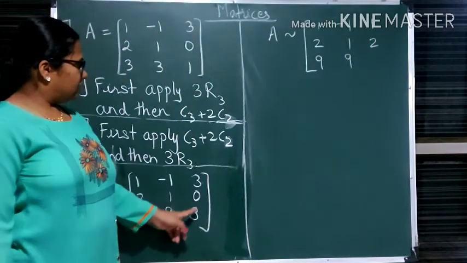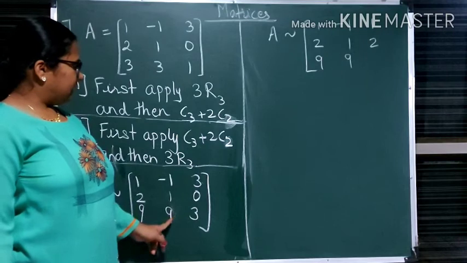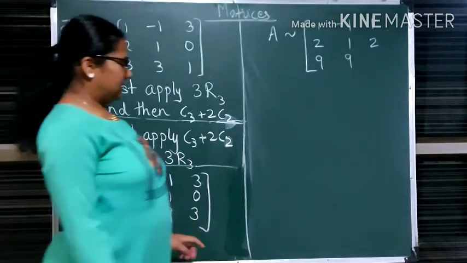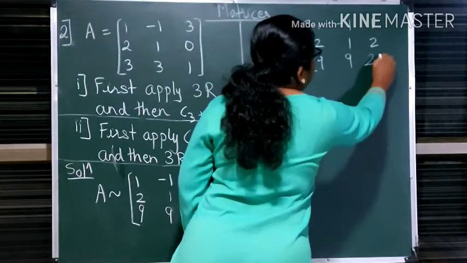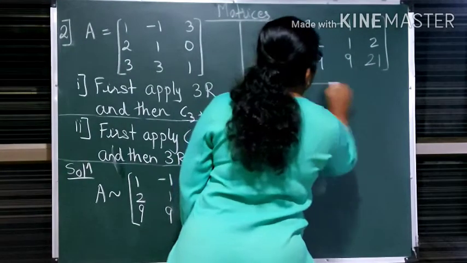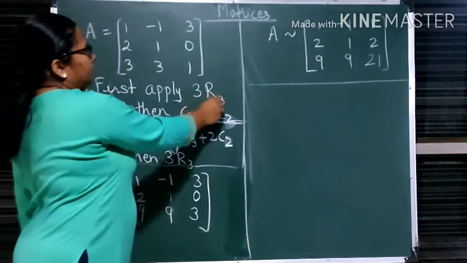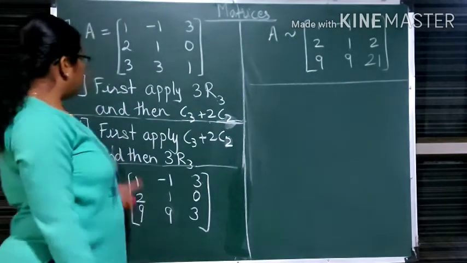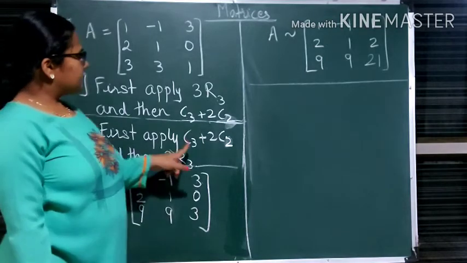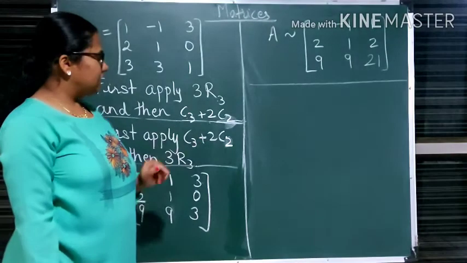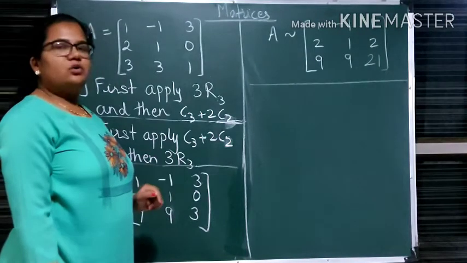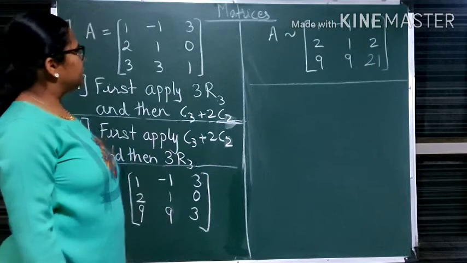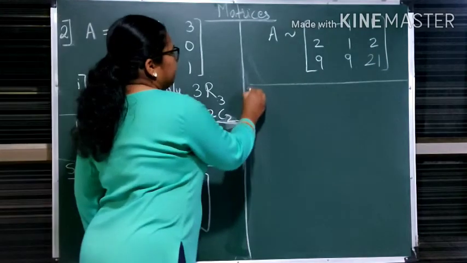Then 3 plus 2 into 9. 2 into 9 is 18. 18 plus 3 is 21. So this element becomes 21. So this is about first applying 3 into R3 and then applying C3 plus 2 into C2. Now what does the second part here say? First apply C3 plus 2 into C2 and then apply 3 into R3. Okay. So now we will apply this operation first. So this is the second part.